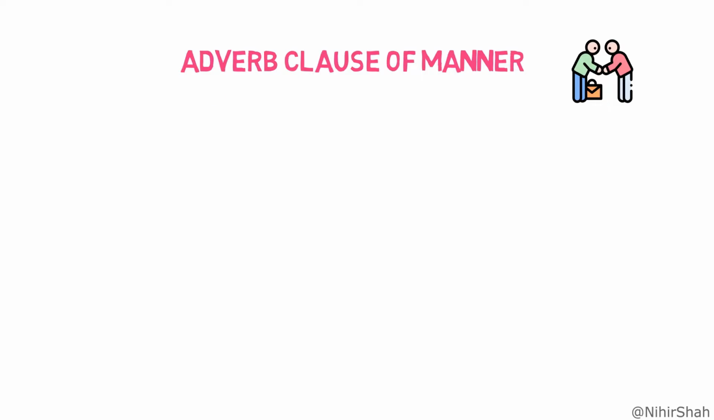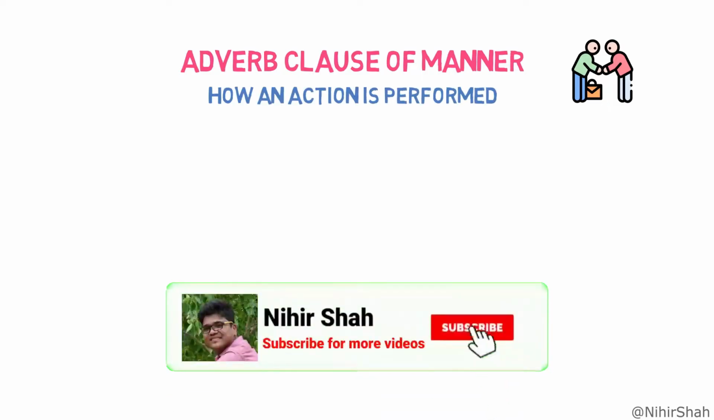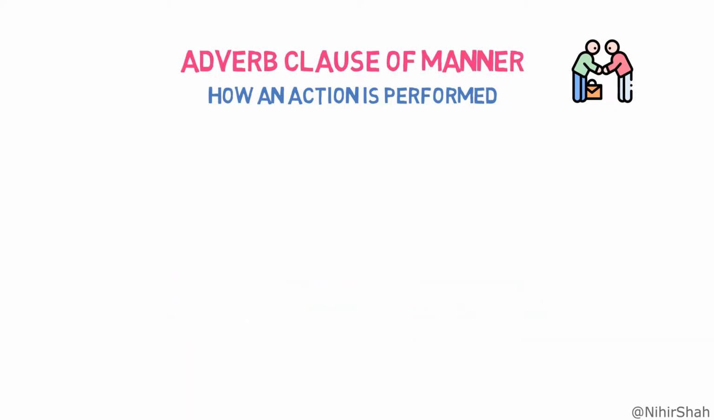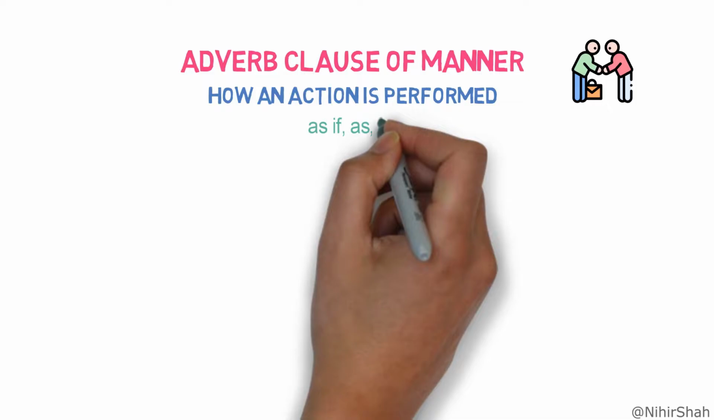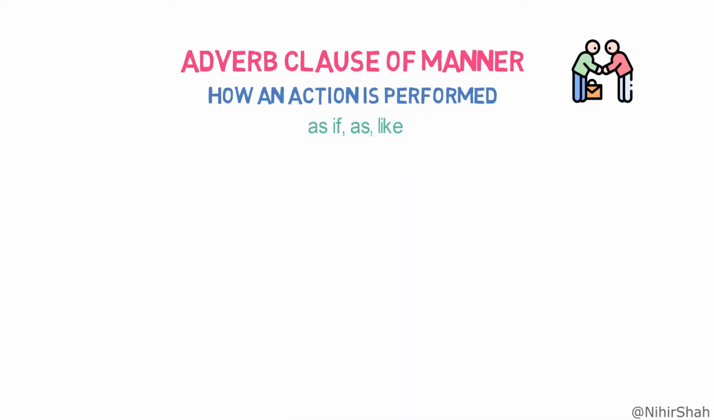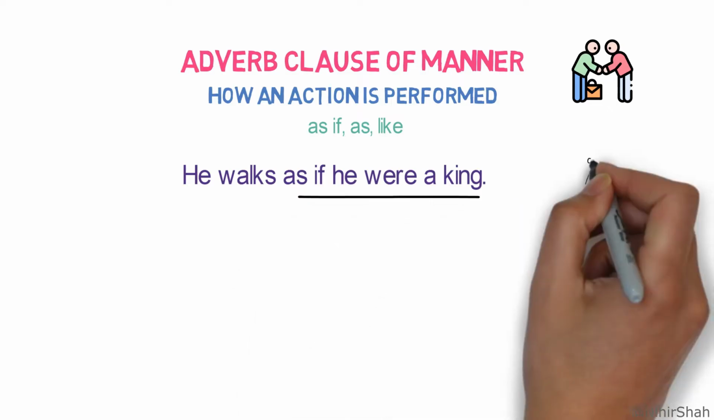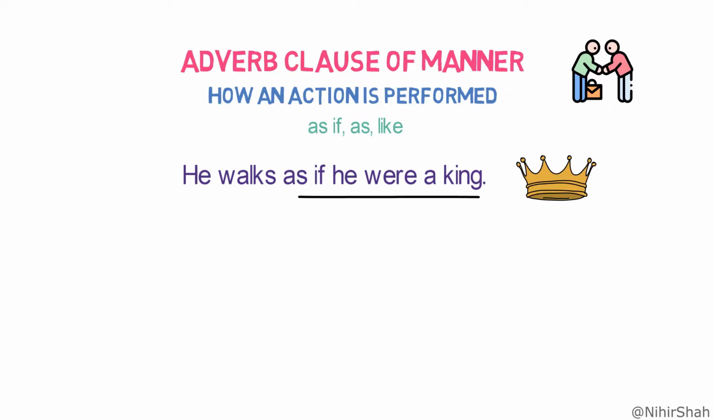Number 8, adverb clause of manner. The adverb clause of manner describes how exactly a particular action is performed, or the behavior of a particular action. The most common subordinating conjunctions are as if, as, and like. For example, he walks as if he were a king. Here, the clause as if he were a king is describing the manner in which he walks. So, as if he were a king is an adverb clause of manner.